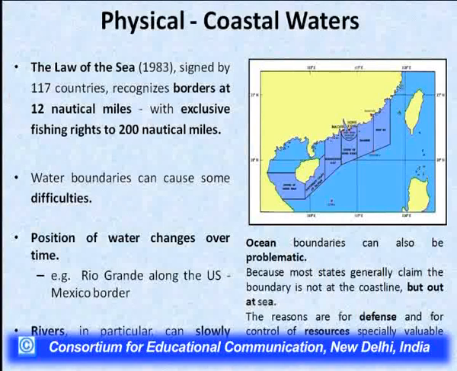And in fact, after seeing all this, we can say that water boundaries are sometimes very difficult because the water generally changes its direction or course, as we can see in the Rio Grande River along the US and Mexico border. The river generally changes its course. In flood season, it goes either side, either into the USA or sometimes into Mexico. So there is a dispute between the countries, because the river changes its direction.